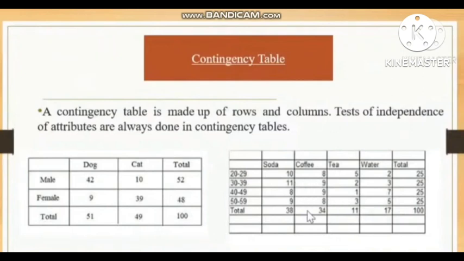This is another contingency table. You see how many rows are here? 1, 2, 3, 4. How many columns? 1, 2, 3, 4. There are 4 rows and 4 columns. So the size of this contingency table is 4 into 4. So test of independence of attributes is generally done in a contingency table.